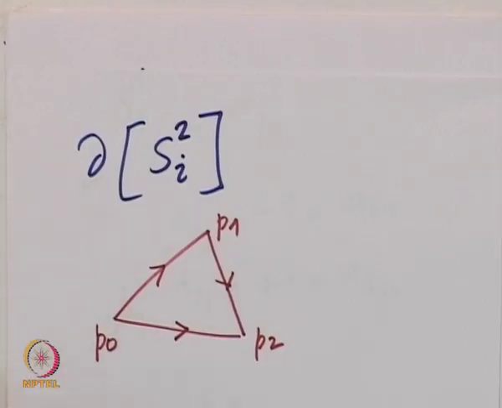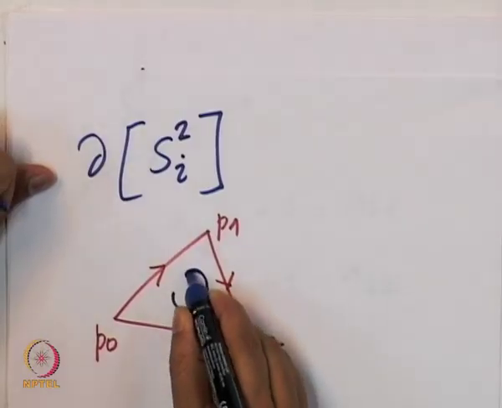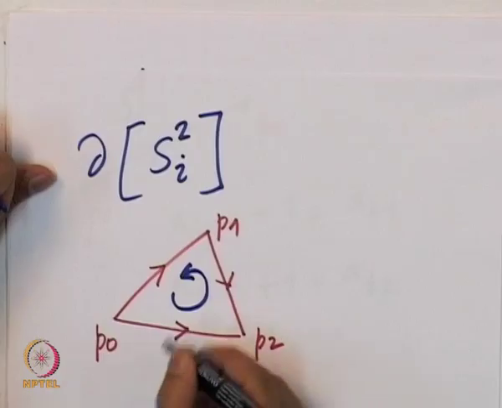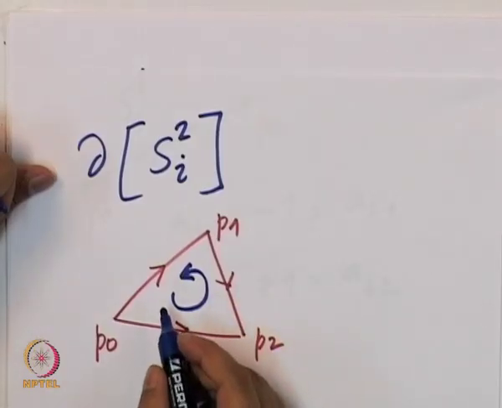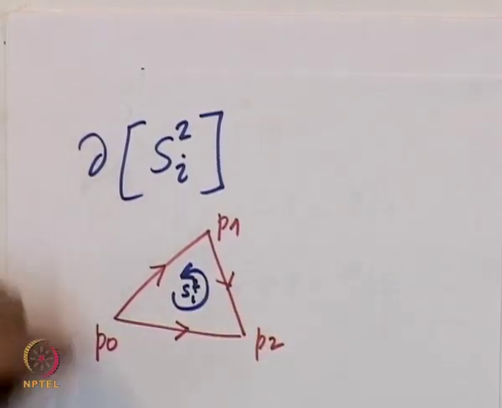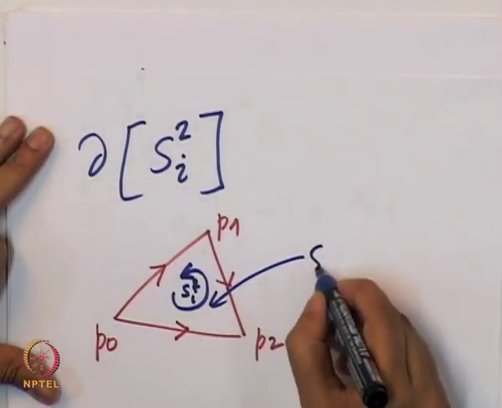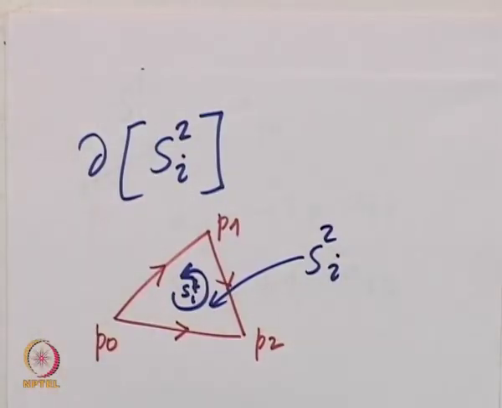And we have certain directions that we are choosing. Let us say our surface orientation is in this direction. So this is S2 of I. Let me write it down again. So this is S2 of I.